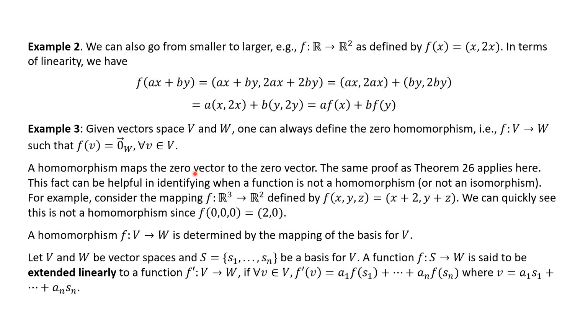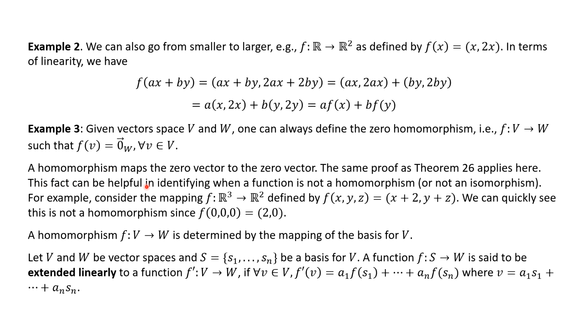A homomorphism maps the zero vector to the zero vector. We mentioned that before. That's the same proof that we used in Theorem 26, so I won't repeat it here. Theorem 26 applied to isomorphisms, but the proof doesn't involve anything more than what we need for a homomorphism.